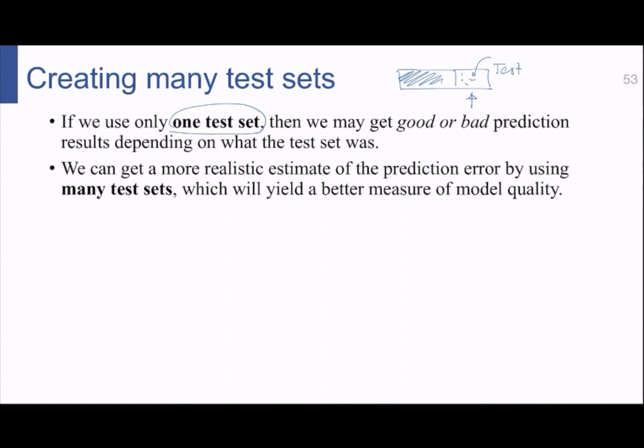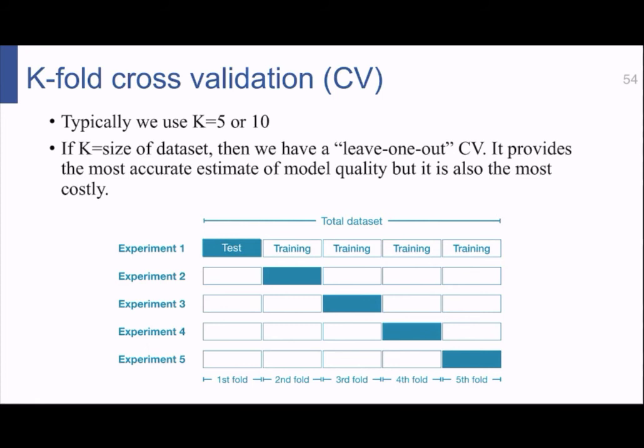In order to get a more realistic estimate of the prediction error, it is quite advisable to do many test sets. How to do it with only the dataset that we have? This is the way that you do it. Typically, if this is your whole dataset, instead of doing just one split for test and for training, you split your dataset in several parts. Let's assume in this case that we split it in 5 parts.